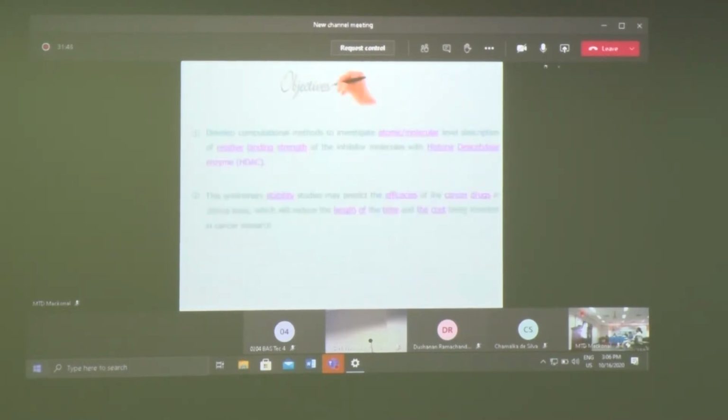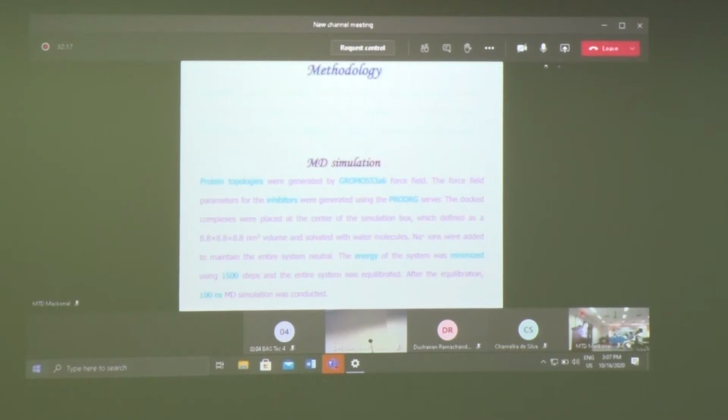And the objective of my project is to develop a computational method to investigate the molecular descriptions of relative inhibitors in a bigger context. Histone deacetylase inhibitors are traditionally used against cancers in clinical trials, which reduces the time and cost of cancer research. And the result, there are two sections in my methodology. One is investigation and another one is analysis.